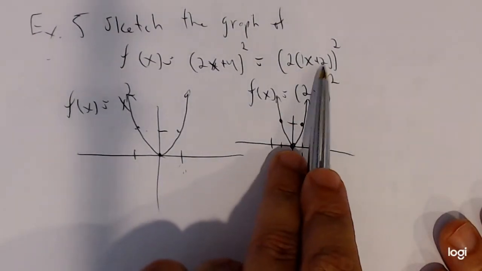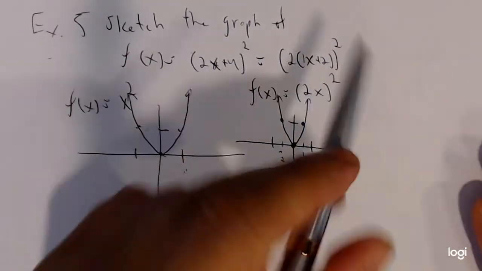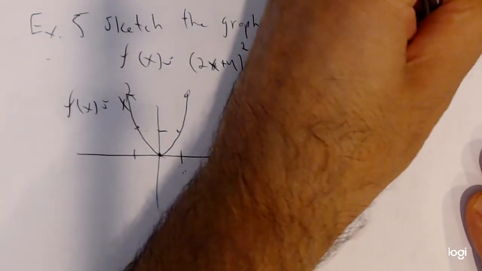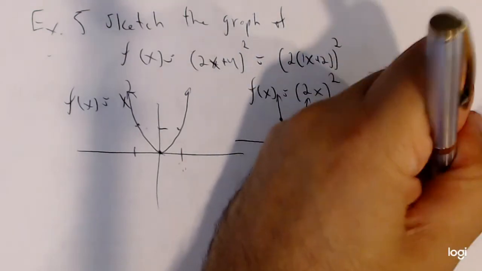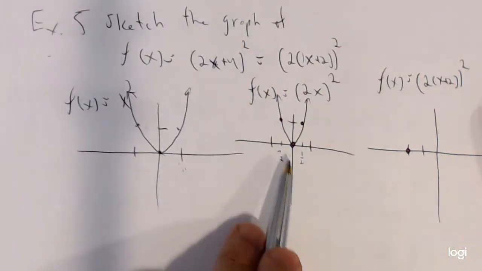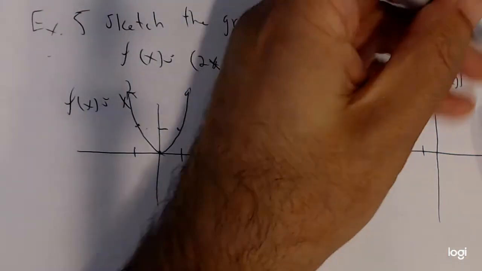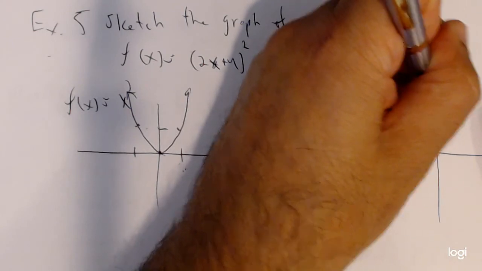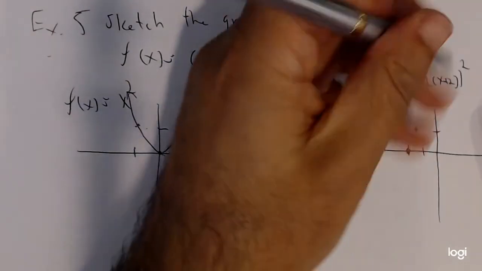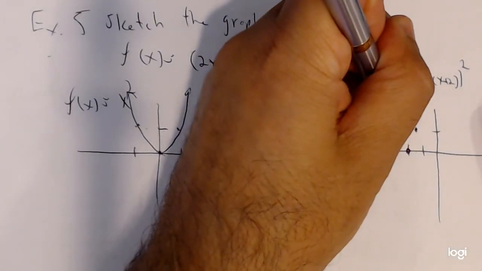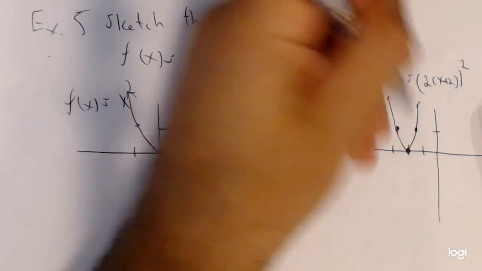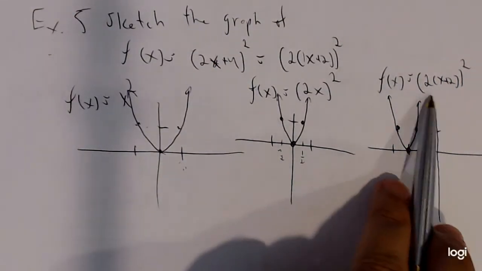The last thing I need to do is what? Shift this graph 2 units to the left. So I'll get my last graph, which is f of x equals 2 times (x plus 2) squared. So (0, 0) will now be where? (-2, 0). And then (1/2, 1) will now be where? (-3/2, 1). And then (-1/2, 1) will be right there, which is (-5/2, 1). And there you have it. I just graphed my function using transformations.